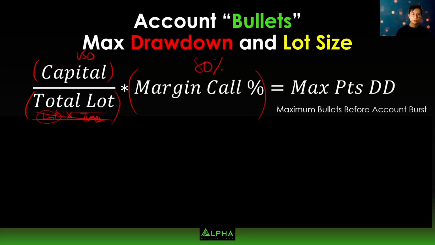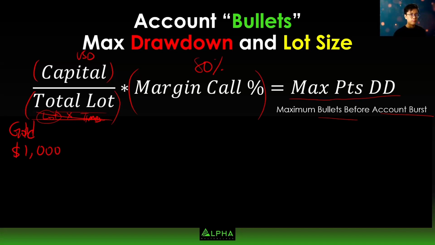And then it comes to max point drawdown. Max point drawdown actually means the maximum bullets that you can have before your account bursts. Let's take an example. Gold market. All right. Right now, you are trading and your capital base is $1,000.